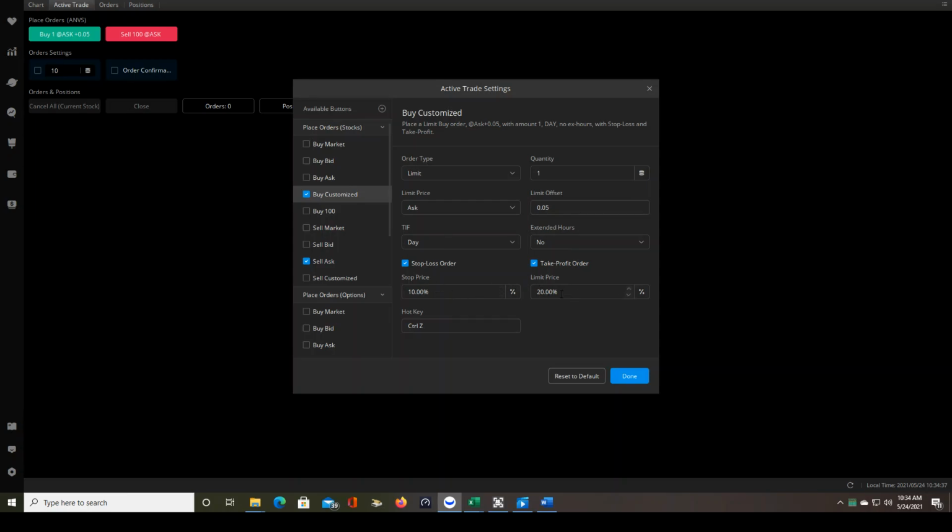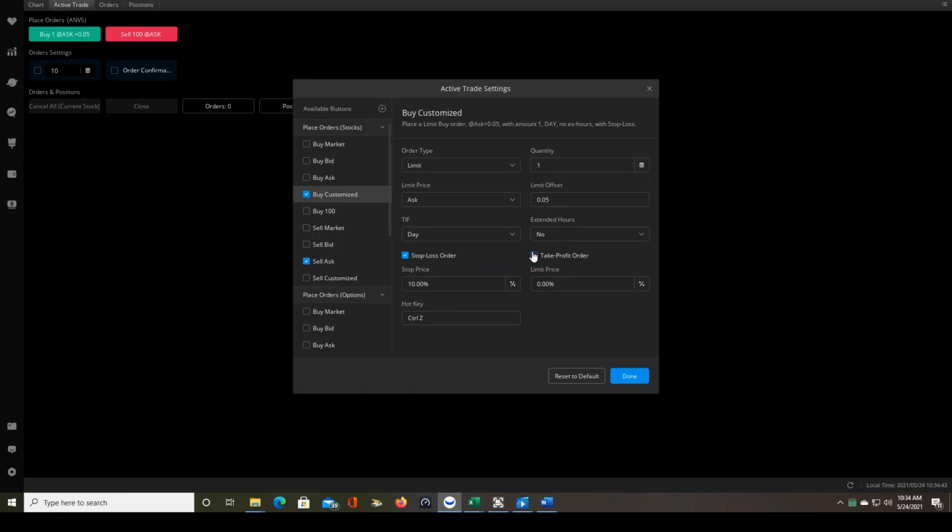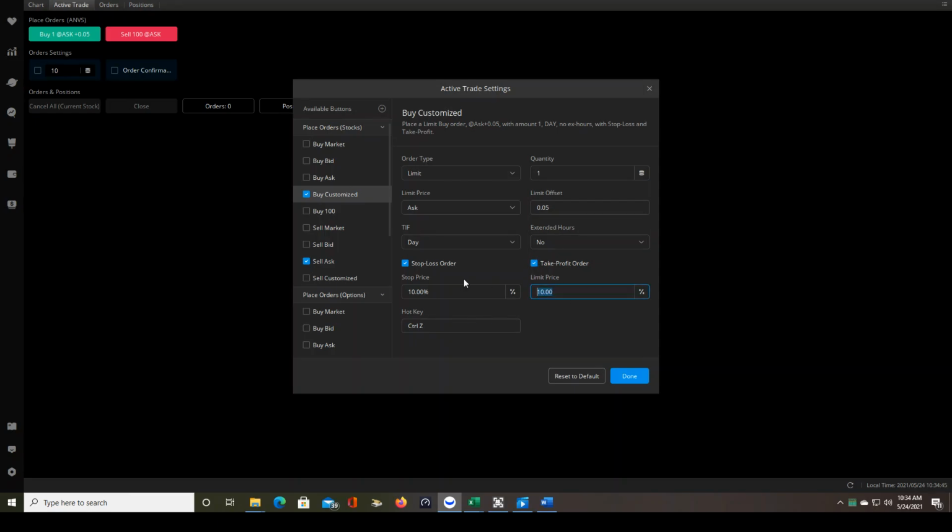And even though this says 20 right now, and it'll say 20 when this is unselected, when I reselect it, let me see if it does it right now. Yeah, it goes to 0, and then it goes back to 10. So I have to actually type in 20. Click done. Now I'm ready to trade.